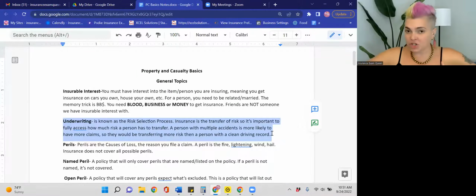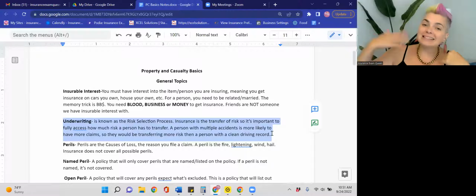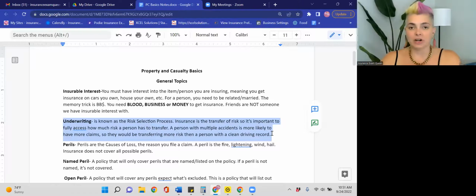So insurance is all about underwriting, and underwriting again is a risk selection process. Even in health insurance, underwriting is, well, how many illnesses have you had? How sickly are you? How old are you? You're asking these questions to figure out how much risk we are actually transferring to the insurance company. Okay, so underwriting is known as the risk selection process. And with homeowners, to do underwriting, they're going to ask you certain things about the house. What kind of roof do you have? What kind of siding do you have?